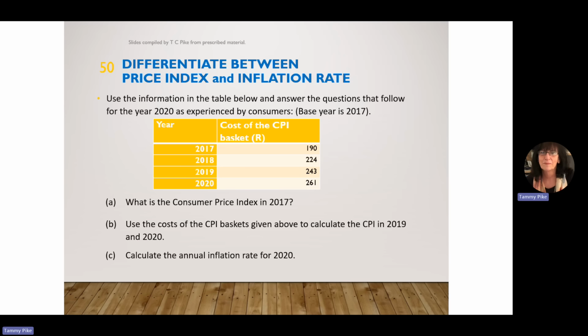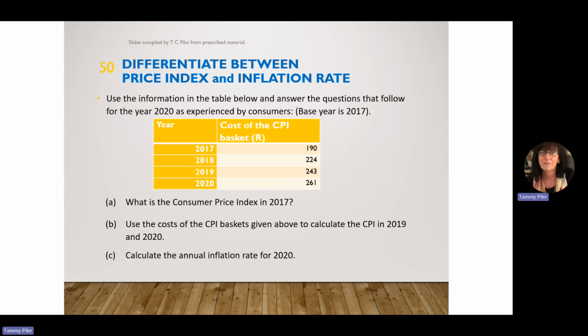Current divided by base. So for example, if we want to go for 2019, so let's go 2019. That is going to be equal to your cost of your basket in 2019, current, 243, divided by the cost of the basket in 2017, which is 190. And we're going to times that by 100. And you're going to get the answer. I'll show you. I'm not sure if I do show all the steps on the other side, but we'll see. I think I do. And then you do that calculation, and you should be getting 127.89. So that will be your index for 2019.